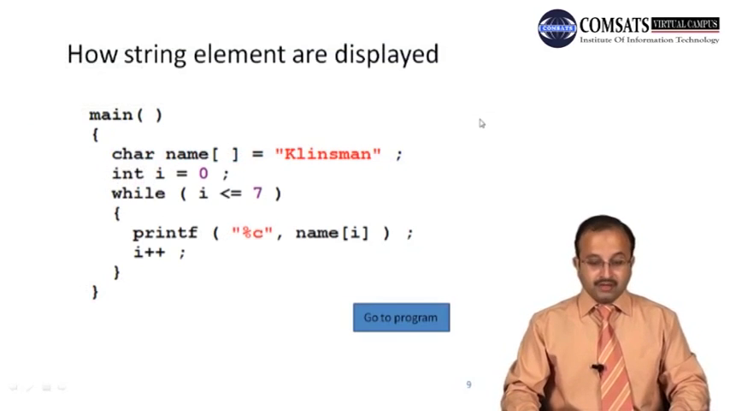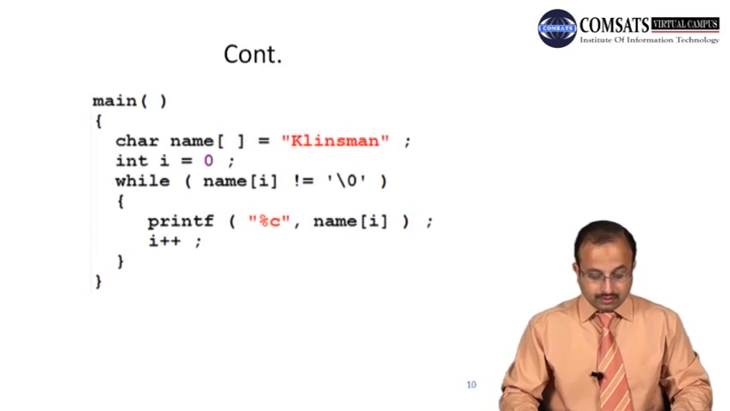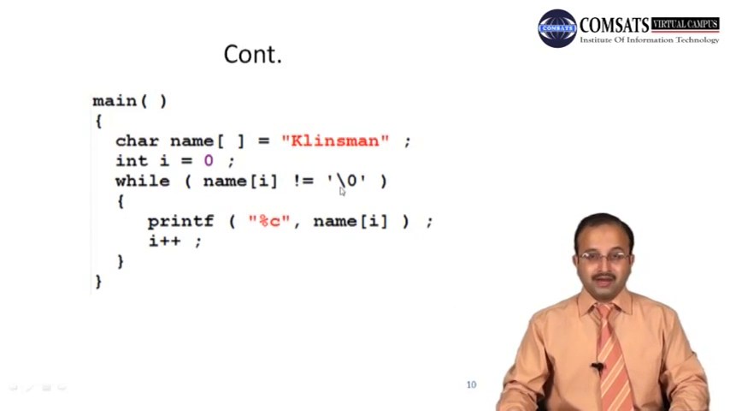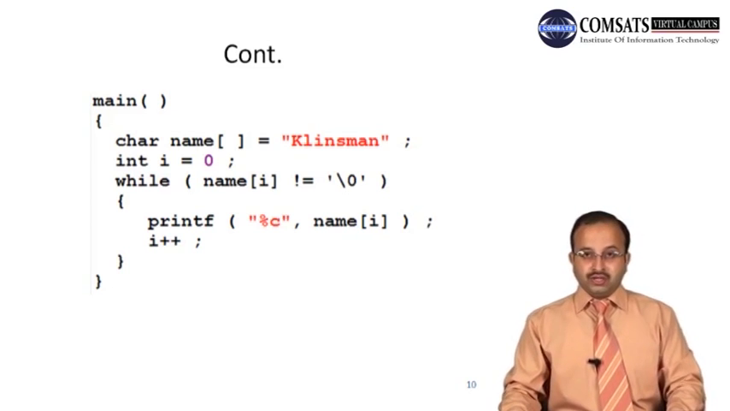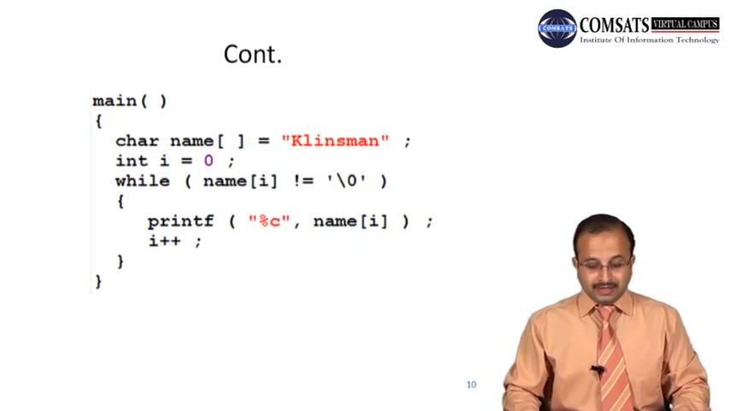So this is one of the mechanisms to display the string content on the screen, right? This is another mechanism, and it is a very useful one, where you check whether you reach the null character. Until you reach the null character, you are going to print all the characters, and when you reach the null character, you have to terminate the loop or come out of the loop.